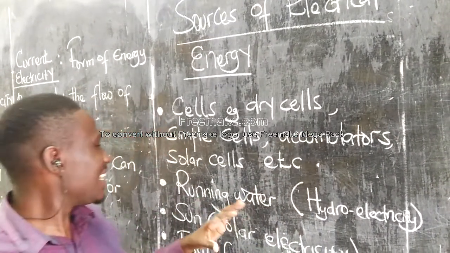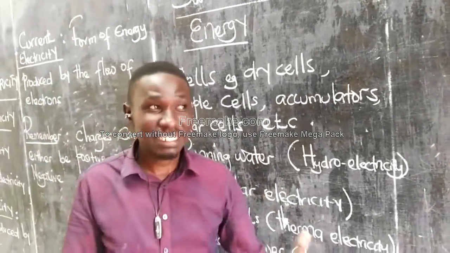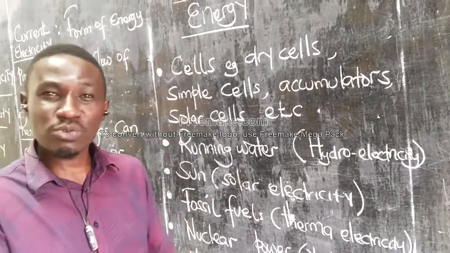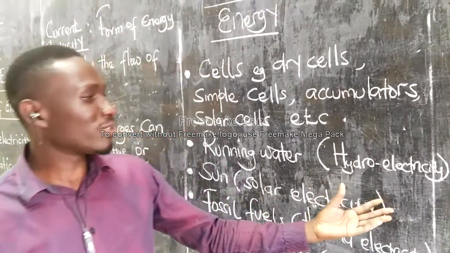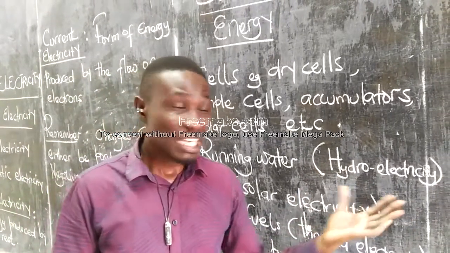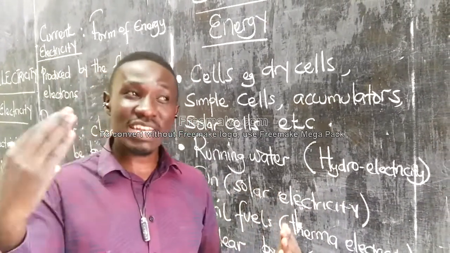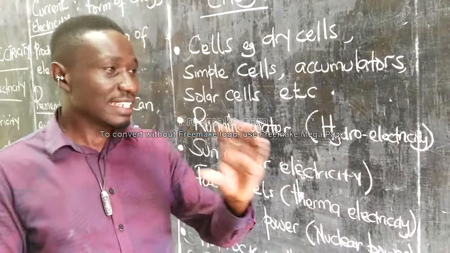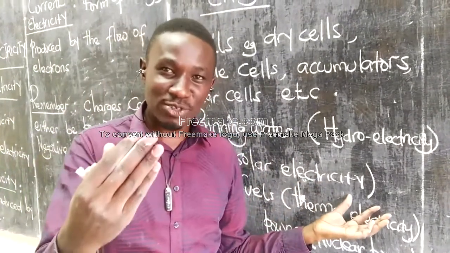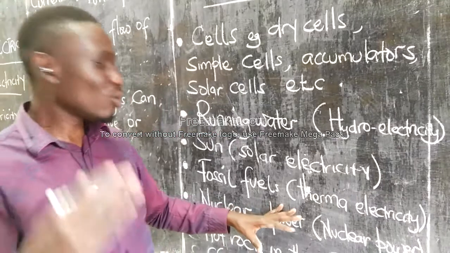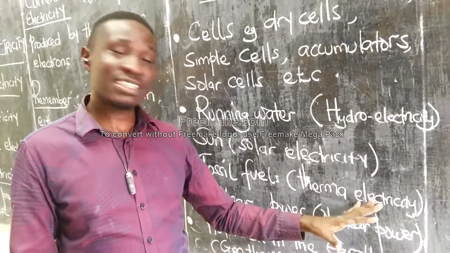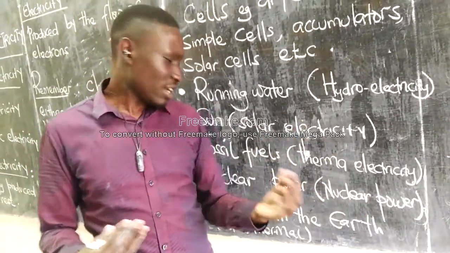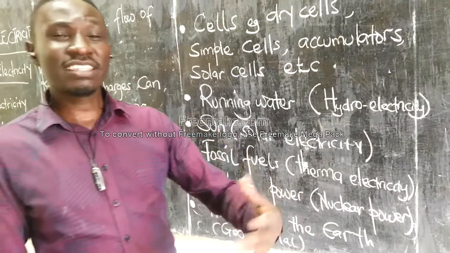Then another source we have is running water. Use it to run turbines, and then which kind of electricity do you generate? You generate what we call hydroelectricity. We also have the sun, which is another source of electrical energy, and the sun generates what we call solar electricity. Children, we also have fossil fuels, with which we generate thermal electricity. We also have nuclear power.